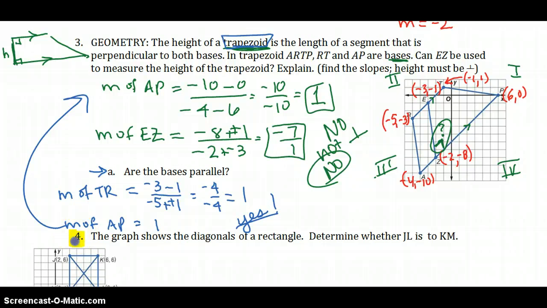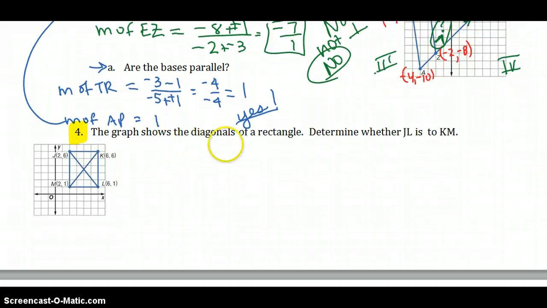Okay, so here's another geometry type problem I want you to look at and see if you can determine if JL and MK are perpendicular or not. I need to fill this in on your notes. Is JL perpendicular to KM? That's the question. If they're perpendicular, then they are diagonals. So check for perpendicularness.